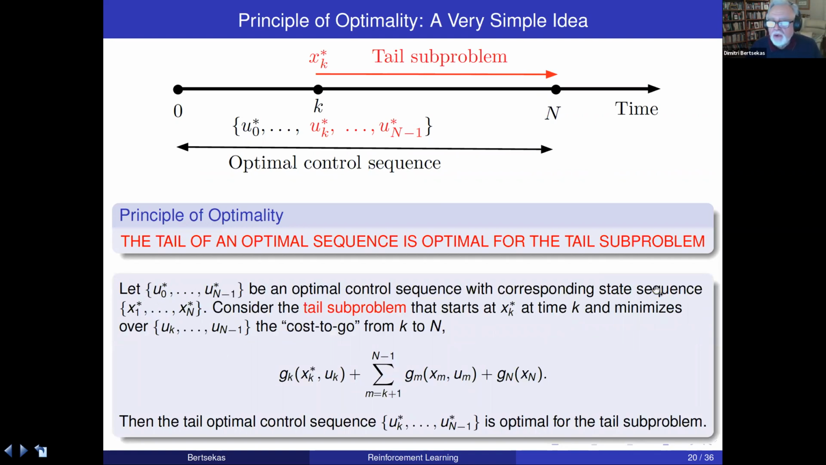So this is a mathematical expression of the principle of optimality. If you have an optimal control sequence and the corresponding sequence x*_1 to x_n, consider the tail subproblem that starts at x_k and minimizes over the tail sequence the cost to go. We're going to be using this term a lot, cost to go. From x_k* going forward, the tail optimal control sequence is also optimal for the tail subproblem.